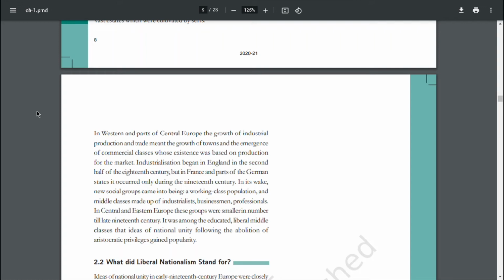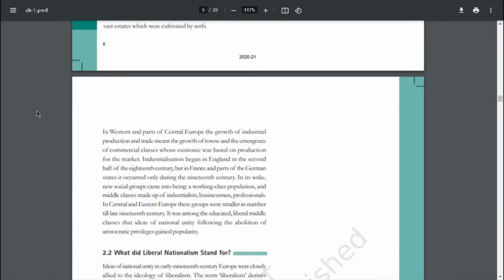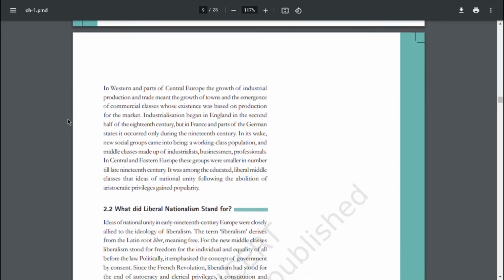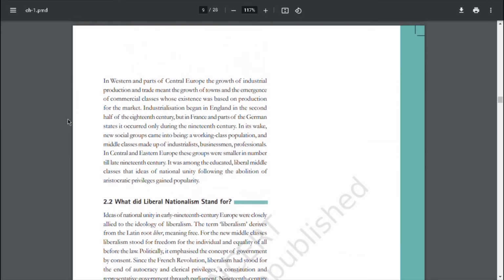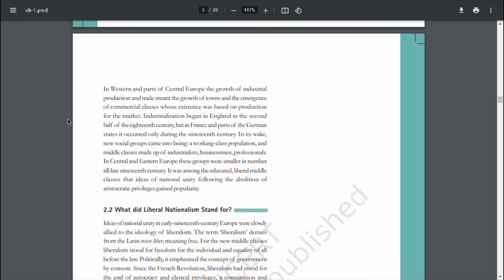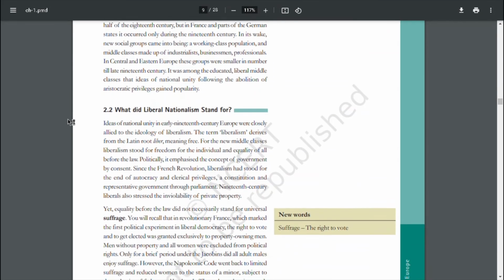In its wake, new social groups came into being: a working class population and middle classes made up of industrialists, businessmen, professionals. In Central and Eastern Europe, these groups were smaller in number in the late 19th century. It was among the educated, liberal middle classes that ideas of national unity following the abolition of aristocratic privileges gained popularity.